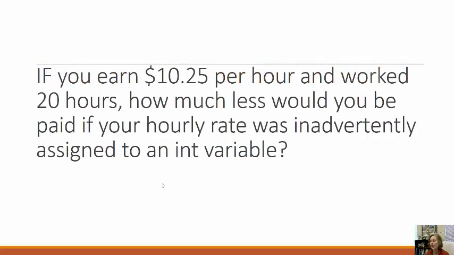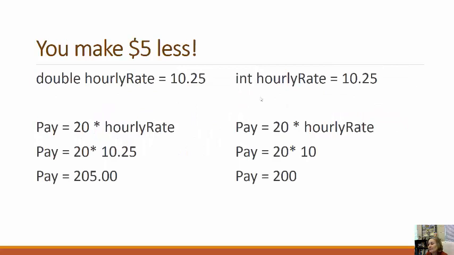If you earn $10.25 per hour and work 20 hours, how much less would you be paid if your hourly rate was inadvertently assigned to an integer variable? Well, remember, if it gets assigned to an integer, it's going to truncate off. So what you're going to get is 10 times 20, which is $200. However, if you assigned it to a double, you would have made $205 because it would not have been truncated here. And these are examples of that.